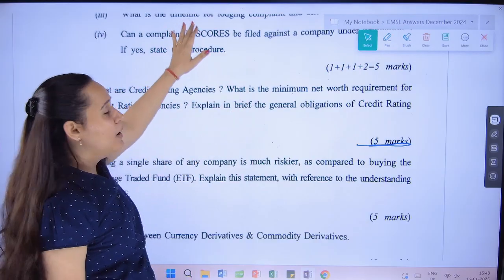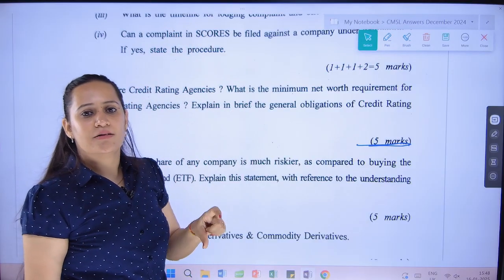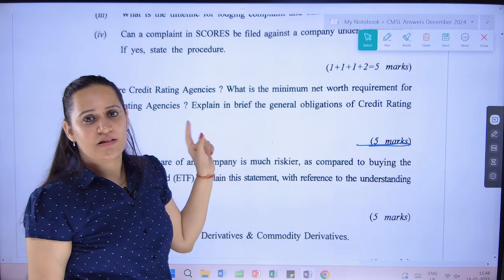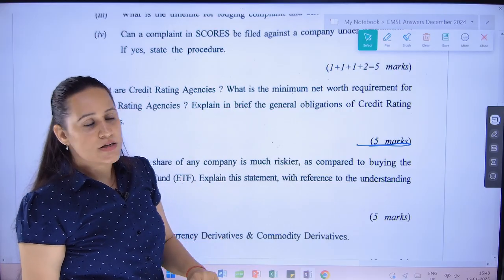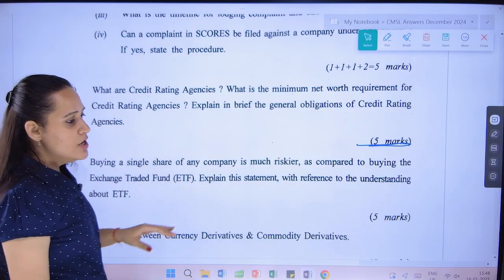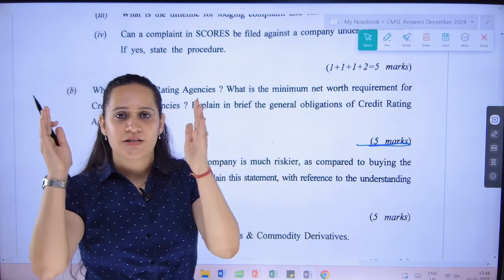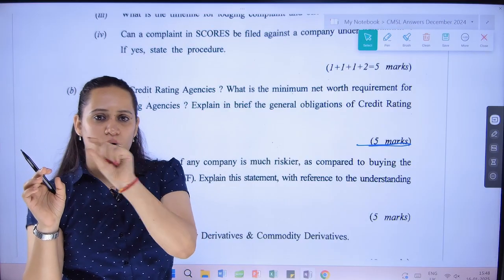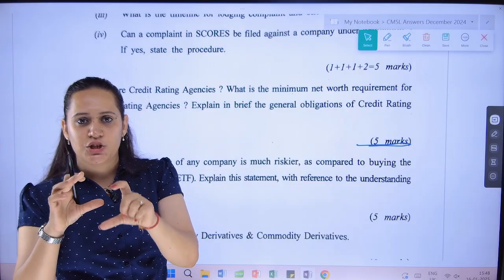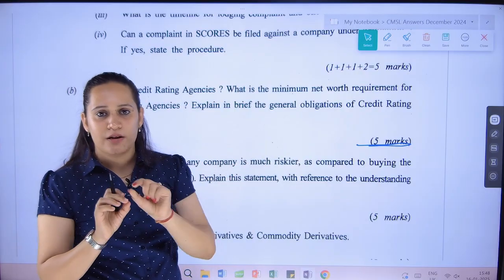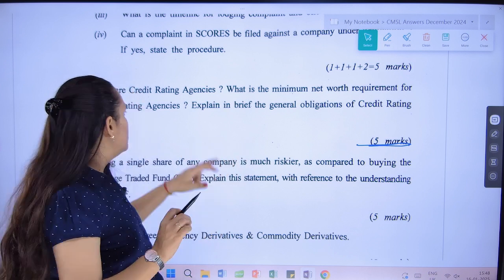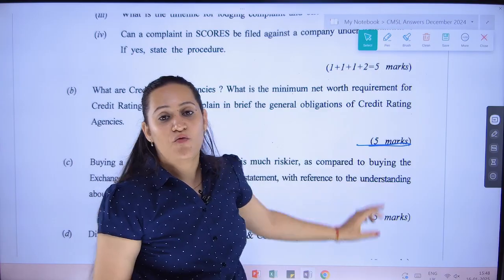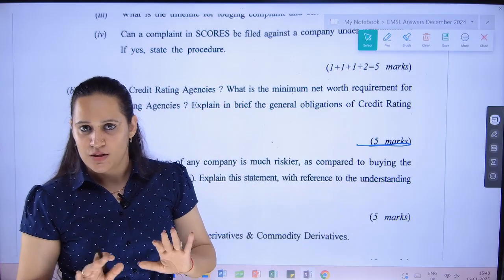Till now what I told you above is practical. You just have to give a one line answer or one paragraph explanation, which is sufficient. But this is the first descriptive question that they have asked, a direct theory question about credit rating agencies. So how are we going to structure the answer? First tell them what is a credit rating agency, put a heading, meaning of credit rating agency or what is a credit rating agency, give an explanation, then put what is the minimum net worth requirement, give an answer, then put what are the general obligations, and lastly give a valid conclusion, because it is for 5 marks, so you should have a proper structure to the answer.